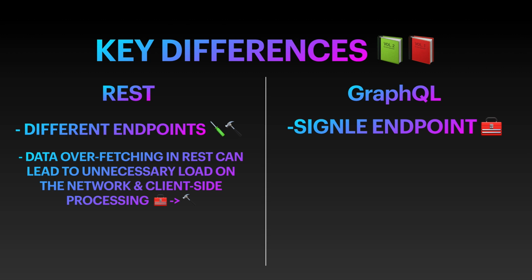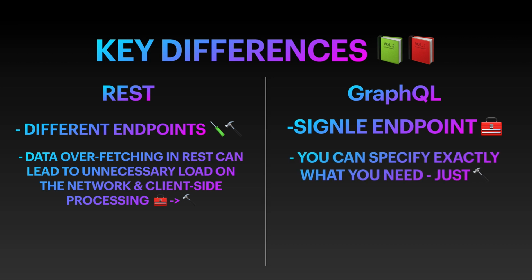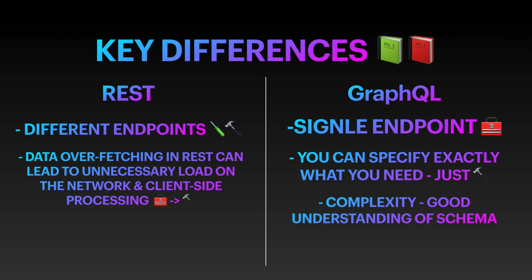Data overfetching in REST can lead to unnecessary load on the network and client-side processing. Imagine getting a full toolbox when you need only a hammer. GraphQL addresses this by allowing clients to specify exactly what they need, just the hammer please. However, the flexibility of GraphQL comes with complexity. Crafting optimal queries requires a good understanding of the schema. It's like having a powerful multi-tool but needing to know which attachments to use.